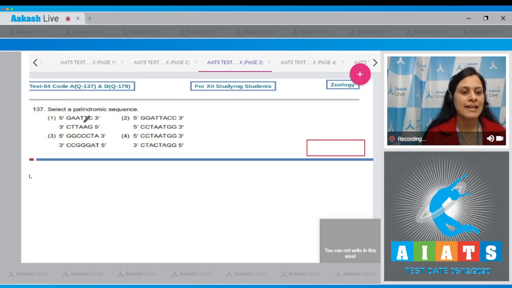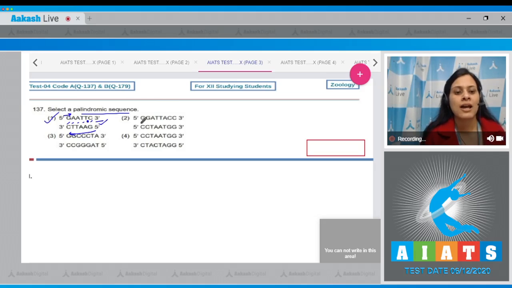Question number 137, select a palindromic sequence. Now, a palindromic sequence of a DNA sequence is a sequence of base pairs that reads the same on the two strands of the DNA when the orientation of reading frame is kept the same. So you can say there are two mirror images present in opposite orientation or direction. So we will look for the sequence in the opposite strands and the direction orientation. In the very first option, the direction from 5' to 3' end reads GAATTC, and on the opposite strand from 5' to 3' end, it is GAATTC. So as it is a palindromic sequence, this is a correct answer to our question.